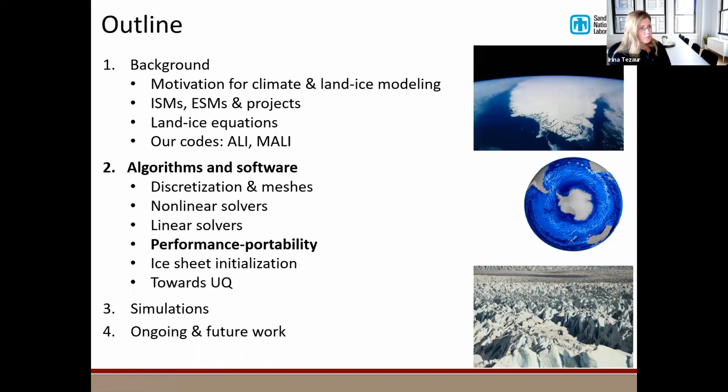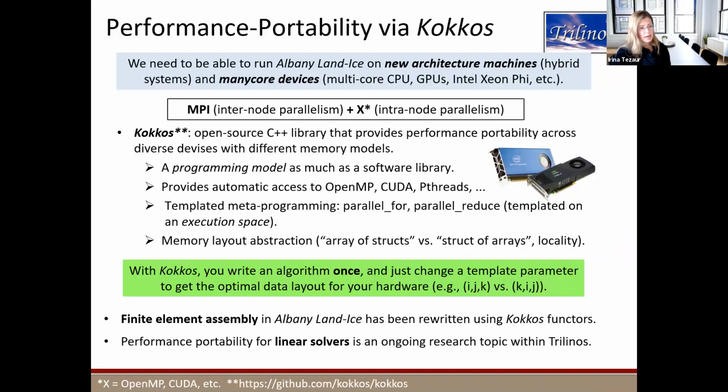Okay, so moving from performance to performance portability. This is a little bit more on software rather than numerical algorithms, although the algorithms are relevant under the hood here as well. A big requirement for our model was to be able to run on new architecture machines: hybrid systems, many-core devices, multi-core CPU, GPU, Intel Xeon Phi.